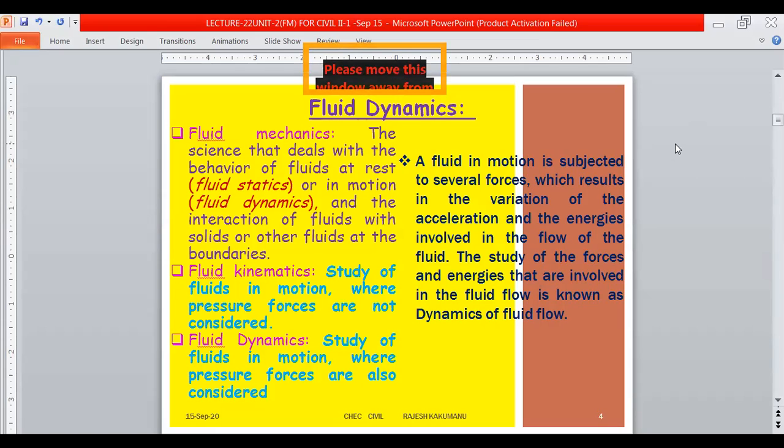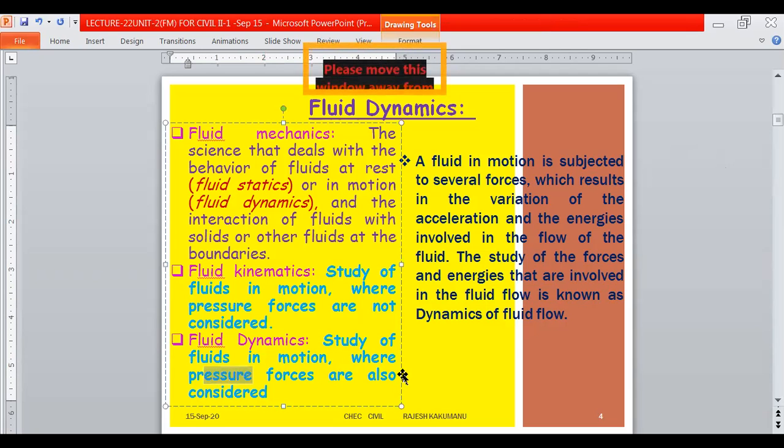The fluid mechanics. Already we know the study of fluid statics, fluid dynamics, and also fluid kinematics. Kinematics is the study of fluids in motion where the pressure forces are not considered. Fluid dynamics is the study of fluids in motion where the pressures are considered, right?